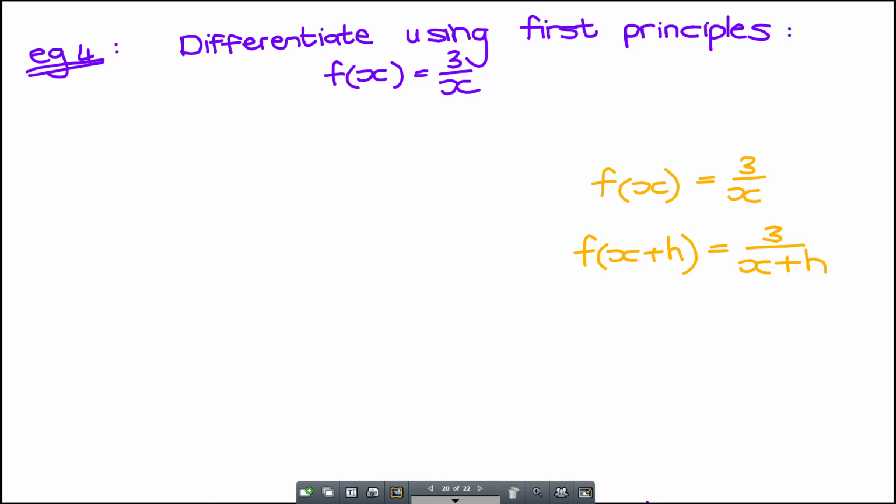Okay, so f(x) was 3 over x. Dan f(x + h) gaan wees 3 over x + h. Okay, now I want to know what would it be if I subtract these two from each other. Nee, dan gaan ek mos sê 3 over x + h minus 3 over x. But because those denominators aren't the same, I have to make the denominator the same.